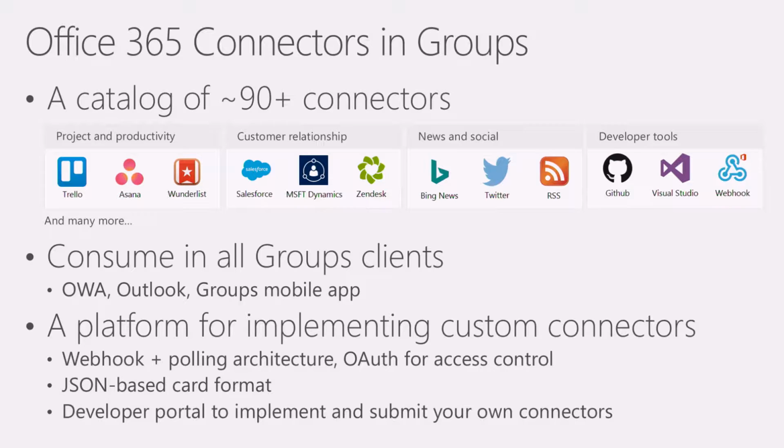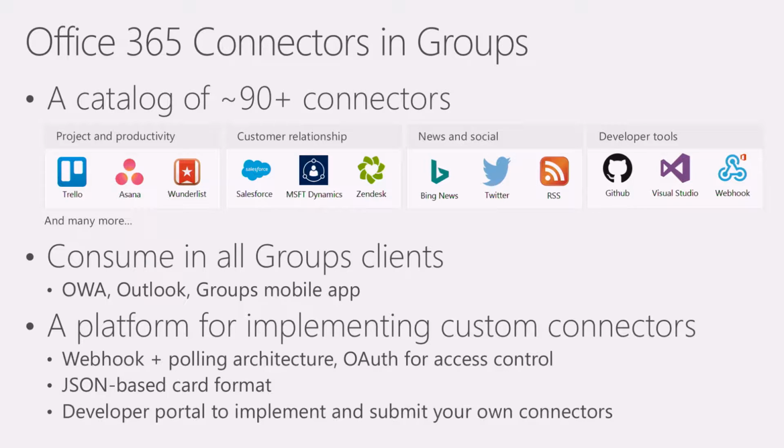So there's a catalog of about 90 connectors. It's pretty rich, and it spans several segments. You can go try that today. If you don't find a service that you care about, do let us know, and we will be happy to engage with you folks. So like I mentioned, you can configure connectors from within Outlook web app. However, you can consume this from any group client, namely OWA, Outlook, and Groups mobile app.